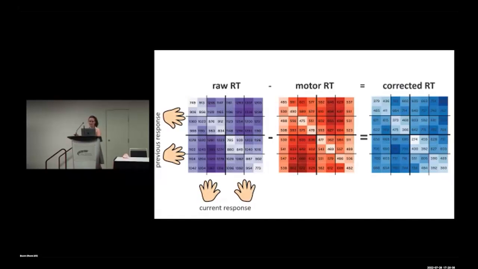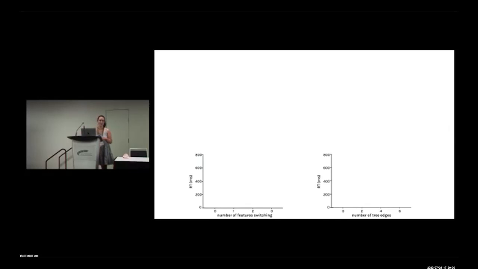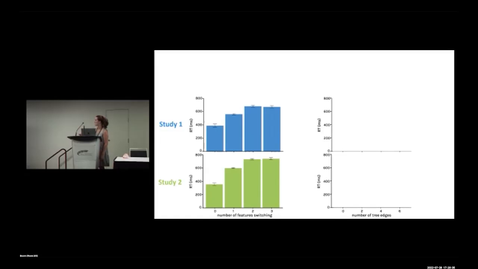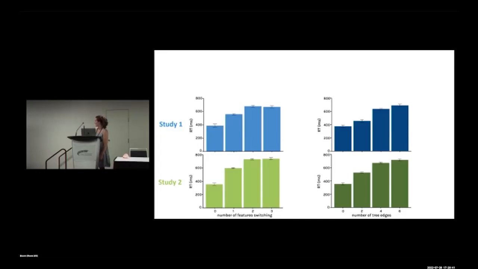If you're interested in the other heat maps from 2 and 3, I'm happy to talk about those in the questions. All right, so now that we have our baseline corrected RTs, we can visualize them by the number of feature switches and the number of tree edges between the previous and current response, just like we did when we were talking about the potential models. We can do that for both studies 1 and 2. Starting with the feature model, I'll show the baseline corrected reaction times against the number of feature switches in a given trial. And you can see that the participant behavior did not align with the predictions of this model. In contrast, if we plot reaction times based on the number of tree edges, you can see that they're monotonically increasing with increasing distance through the hierarchical structure.